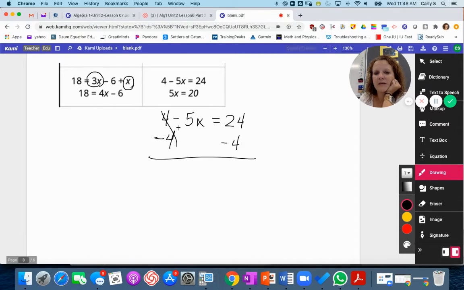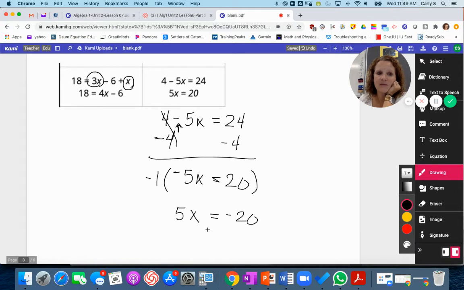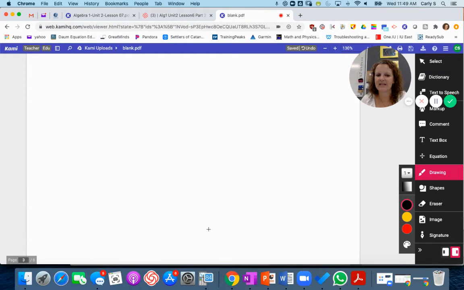But I'm left with a negative 5x equals 20. To get rid of that negative, I need to multiply everything by negative 1. So it would be 5x equals negative 20 if I want that negative to go away from the 5. All right, I think that's it. Yep, let's go back to the lesson. I hope you guys took really good notes on that because it's a lot of information.